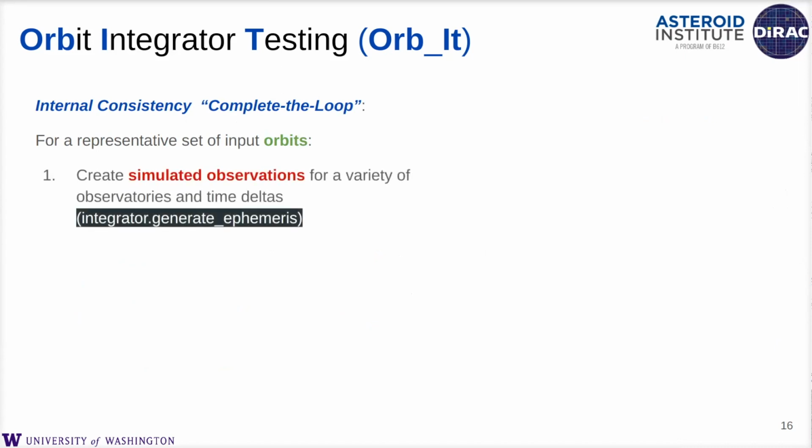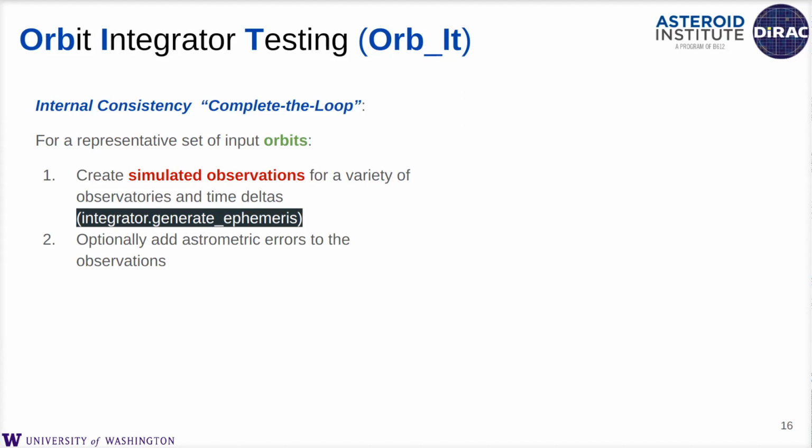for each object. And we do this for a variety of different observatory codes and a variety of different time deltas or observing cadences. At the practical level, what you can imagine that we're doing is we're calling some magical function called integrator.generate ephemeris. We give it the orbits, it generates the ephemerides, we have these simulated observations. After that, we can then optionally decide, hey, let's add some astrometric errors or not to those observations and see what the impact is on the end result.